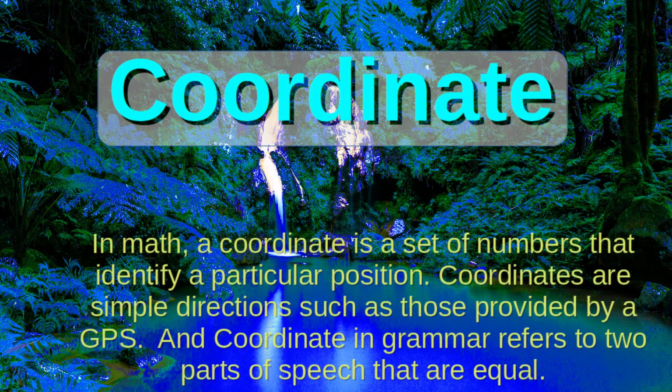Coordinate. In math, a coordinate is a set of numbers that identify a particular position. Coordinates are simple directions, such as those provided by a GPS. And coordinate in grammar refers to two parts of speech that are equal.